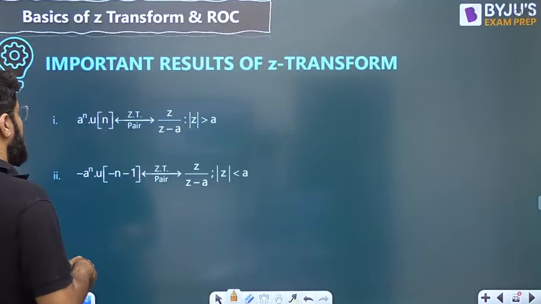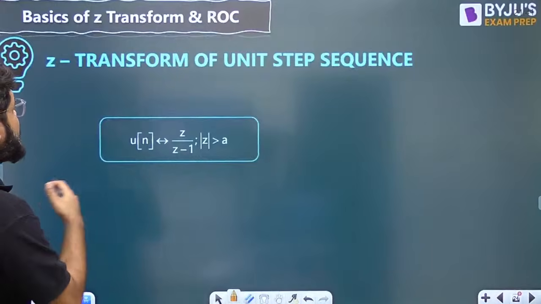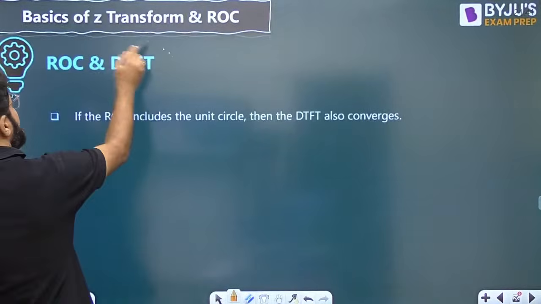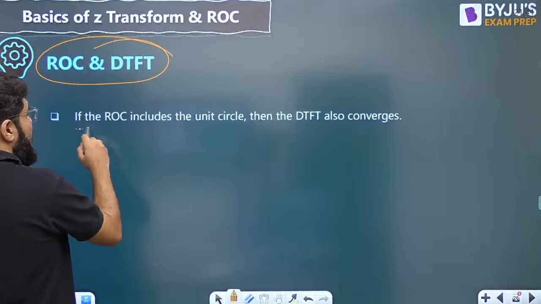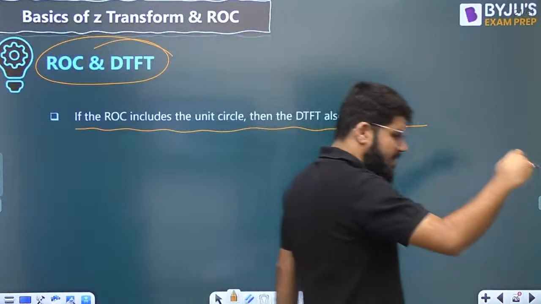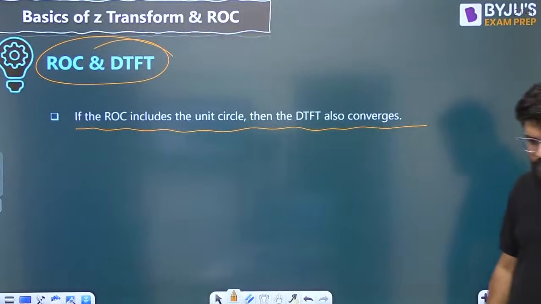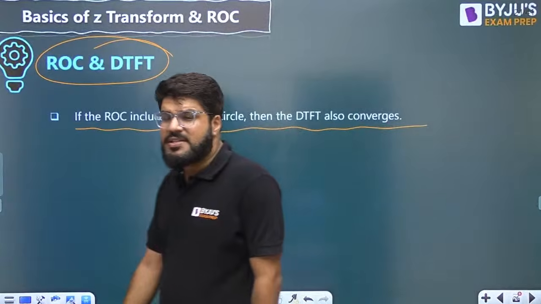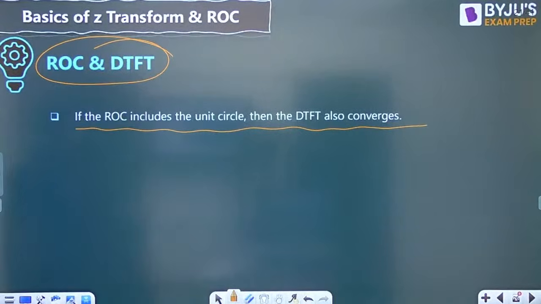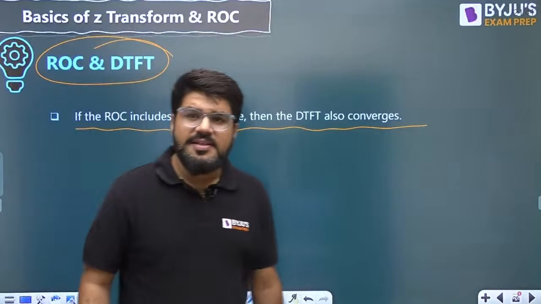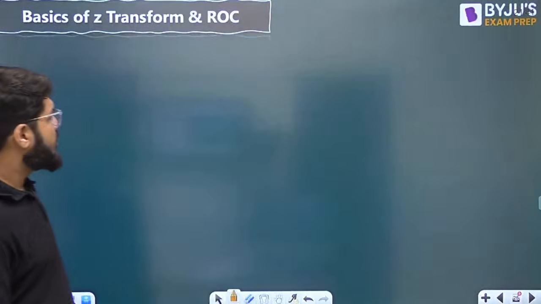Okay, so let me put down one important conclusion here. Forget this, let's come here. Since I have defined this ROC and DTFT, if the ROC includes the unit circle, then the DTFT also converges. Again, we will discuss the DTFT in separate classes, but let us set a simple foundation for it, right?